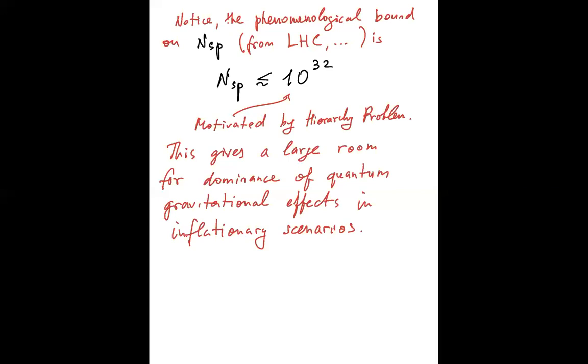Okay, so strong resonances, gravitational resonances, and so on. And since we don't see those, we can safely conclude, and this is an absolute phenomenological bound, that the number of species in all possible sectors is less than 10^32. But this gives a lot of room to go for inflationary model building, actually.